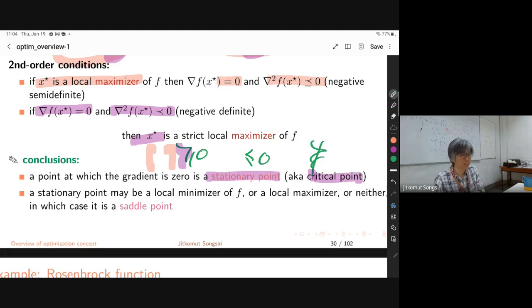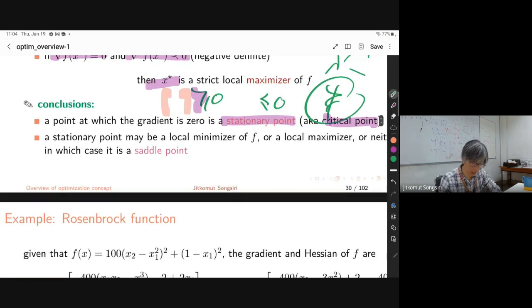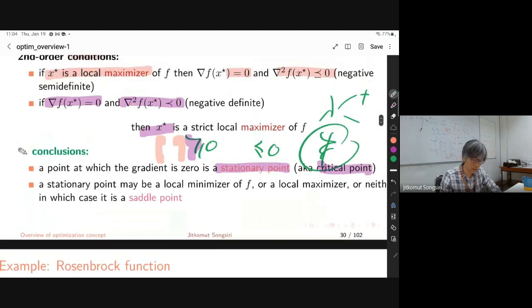Indefinite doesn't happen to a scalar function. If f is scalar, it's just two cases, right? Either the second derivative is non-negative or negative. But for a matrix, you have the indefinite case. A matrix is indefinite when the eigenvalues of this matrix can be positive and negative. If a stationary point is neither a local min nor a local max, it is called a saddle point.